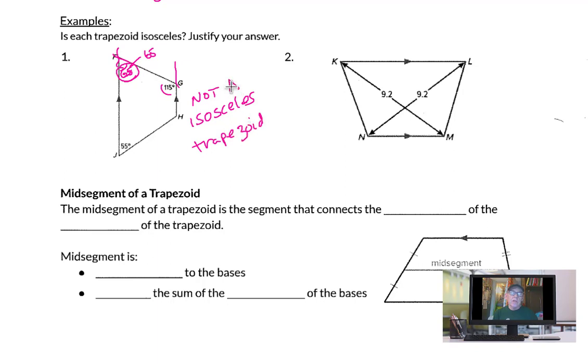So it's not an isosceles trapezoid. Double check the math here. 6 and 1 is 7, and 5 and 5 makes the 10s. That makes 180. Okay, let's look at number 2.